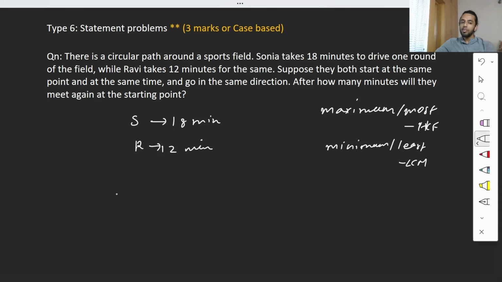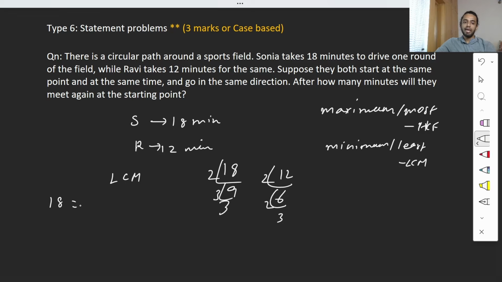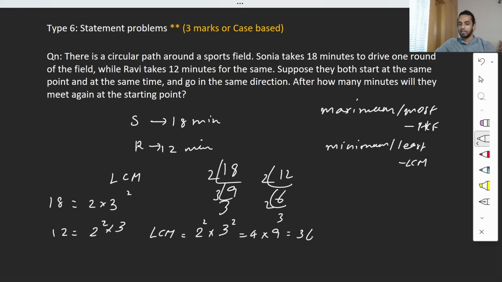So that can also be one way of looking at this question. So we need to find the value of LCM. And as you know, it can also be a recall. We need to factorize 18, which is 2 times 3 times 3, and factorize 12, which is 2 times 2 times 3. So now 18 can be written as 2 times 3 square, and 12 can be written as 2 square times 3. And if you remember how to find LCM, it was taking all the prime numbers at once with the highest powers. So this will give us 4 times 9, which is 36 minutes.